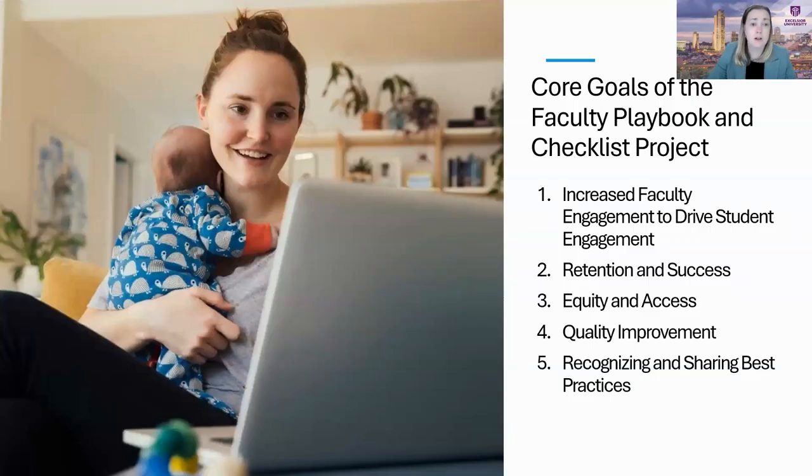Okay, so the project that we had here, the faculty playbook and checklist, which we're going to go into detail in a moment, had several core goals at the start of the project. The first of those is that we wanted to increase faculty engagement in those asynchronous online courses with the intention that when faculty engagement increases, student engagement increases. And when student engagement increases, it leads to greater success in the course and greater satisfaction and persistence. We wanted to focus on retention and success. So we know that high quality instruction is going to directly impact persistence, retention, and success. And we'll talk more about that as we go.